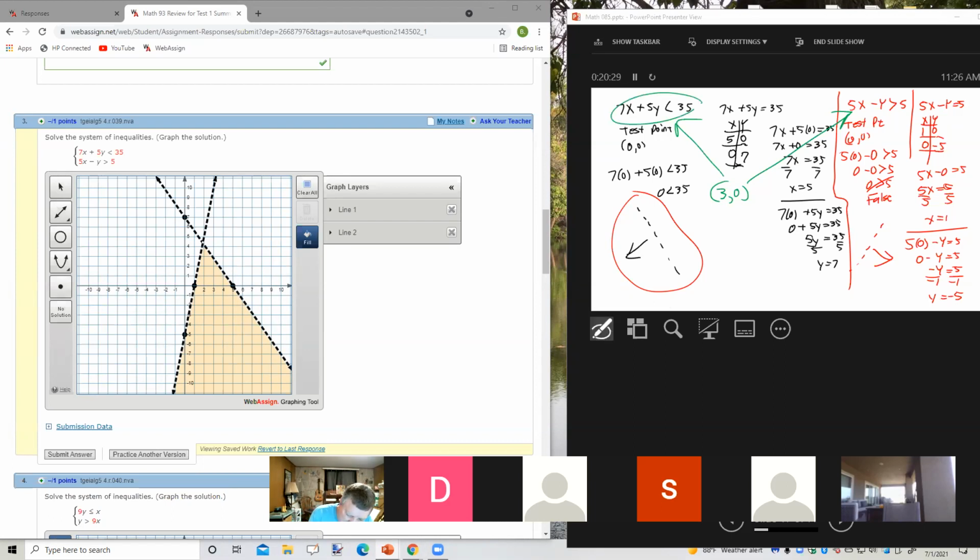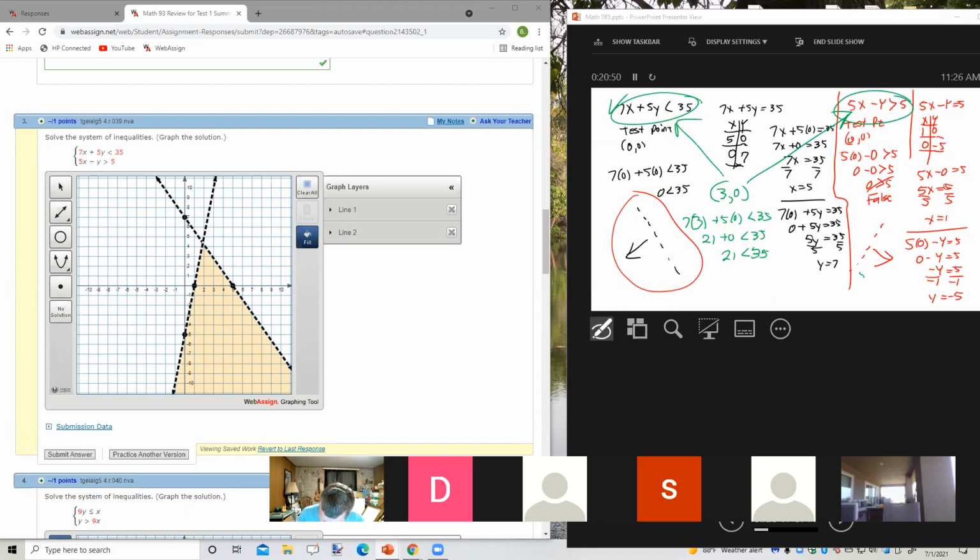So (3, 0) in here would be 7 times 3 plus 5 times 0 less than 35. 21 plus 0 less than 35. 21 less than 35, and that's true. So it checks there.